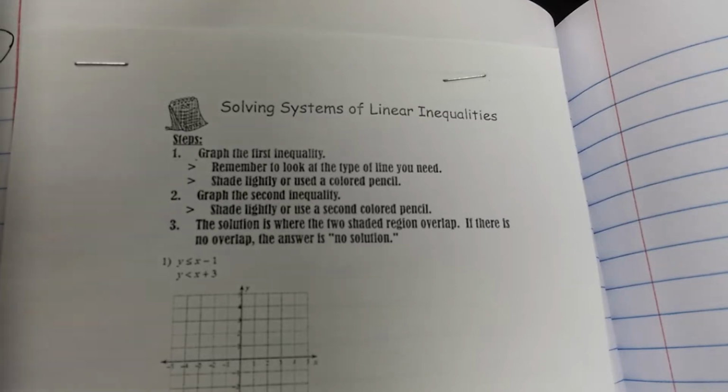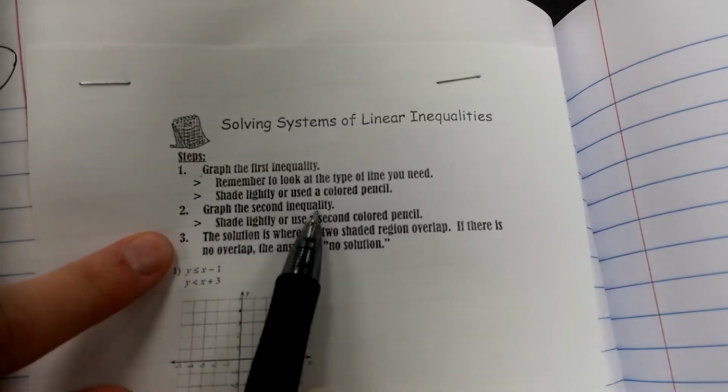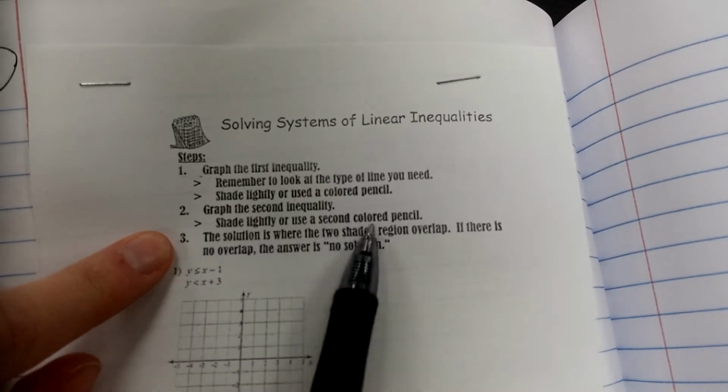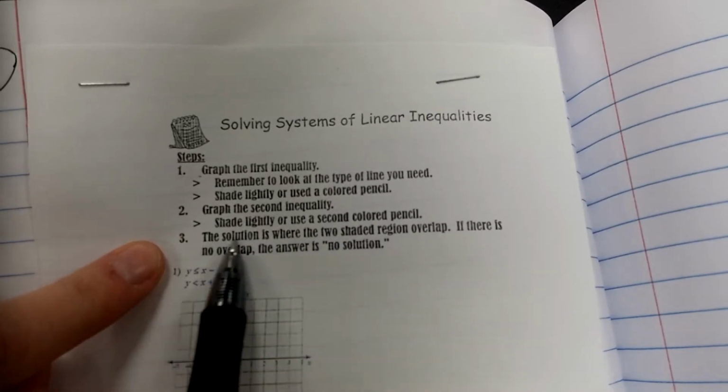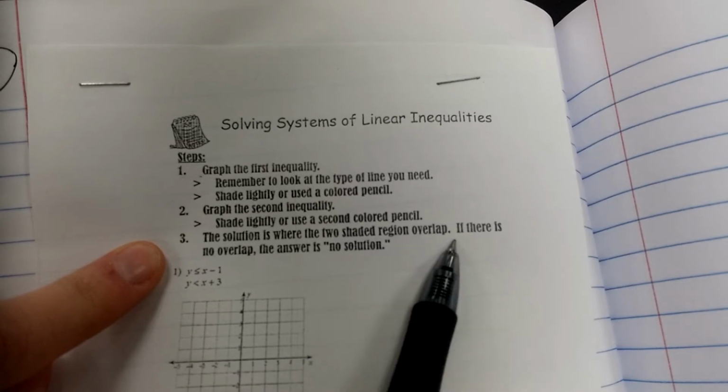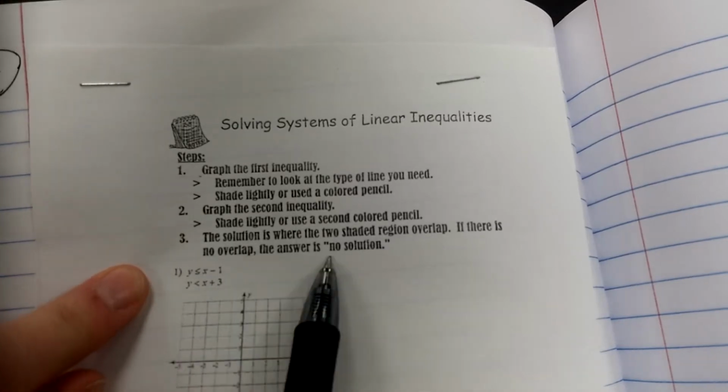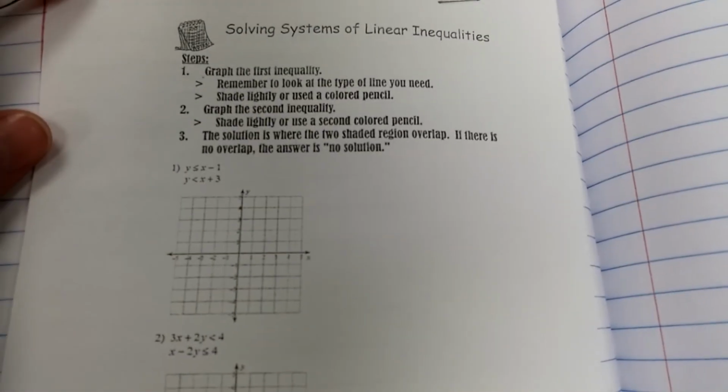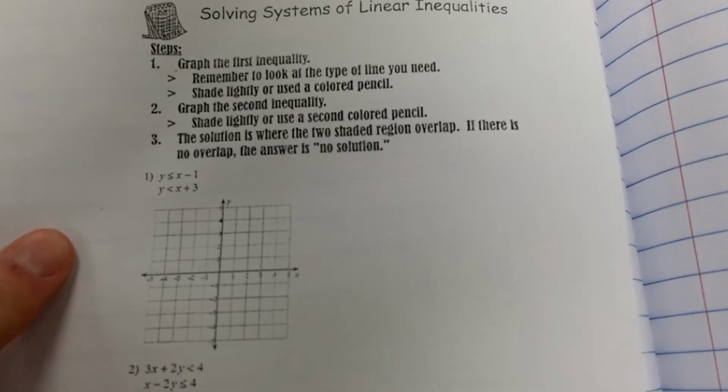All right. Step 2 is to graph the second inequality. Again, shade lightly or use a second colored pencil. And step 3, the solution is where the two shaded regions overlap. If there's no overlap, then the answer is no solution. So let's look at example number 1.